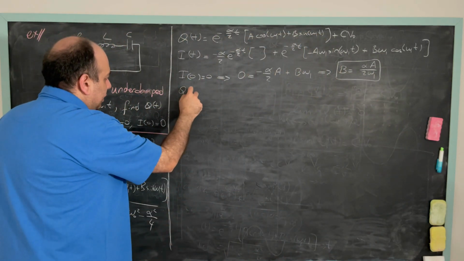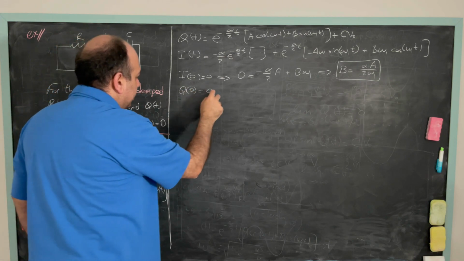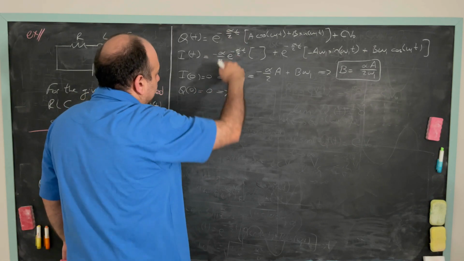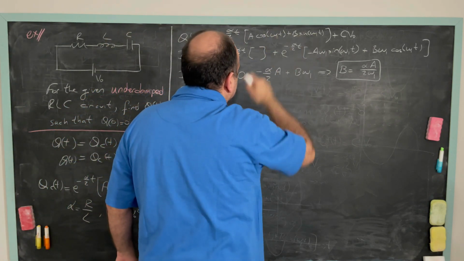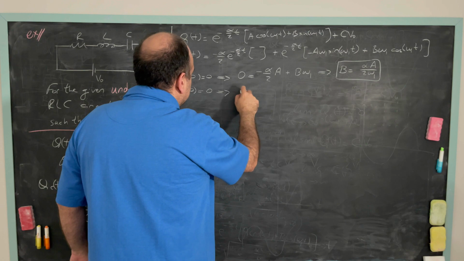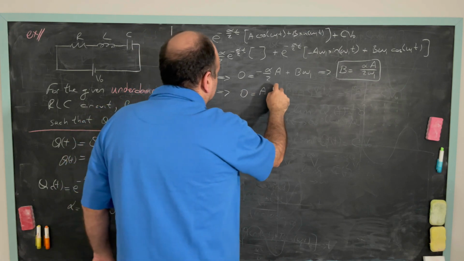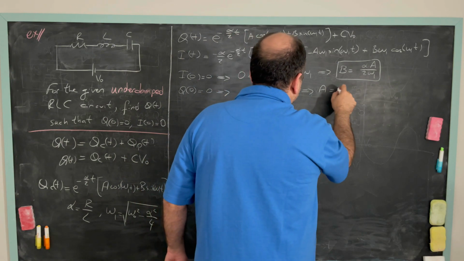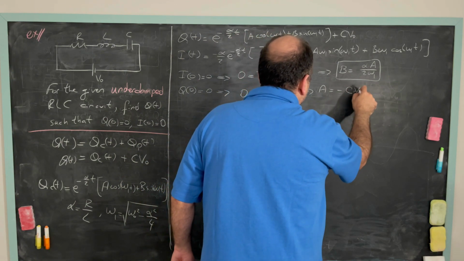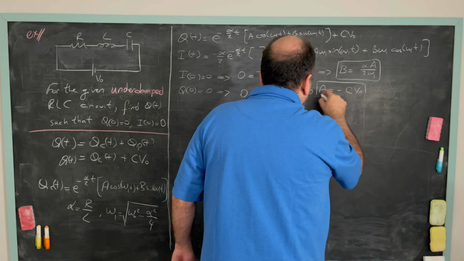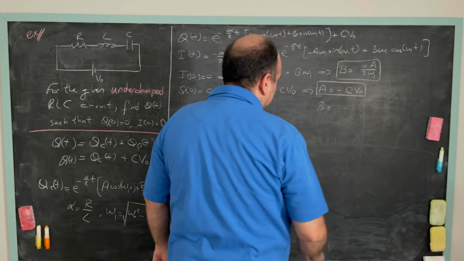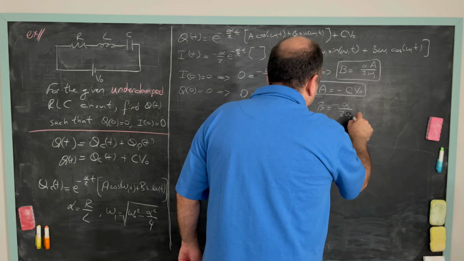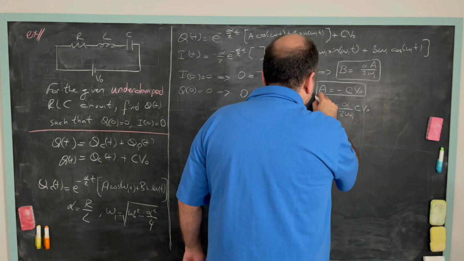Okay, let's look at the other initial condition. Q0 is equal to 0. So this is 1, cosine is 1, sine is 0. So this is nothing but 0 is equal to A plus C V naught. This simply tells us that A is equal to minus C V naught. So B is simply equal to minus alpha over 2 omega 1 C times V naught.